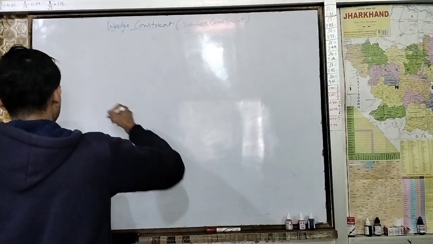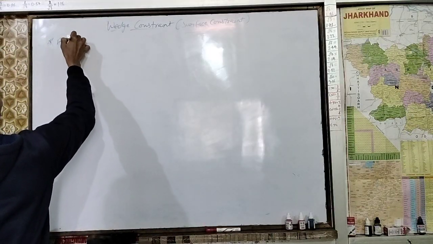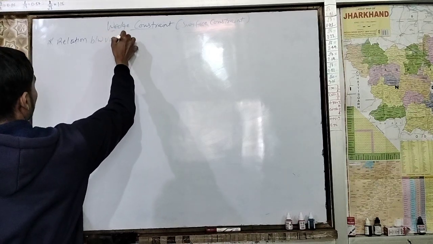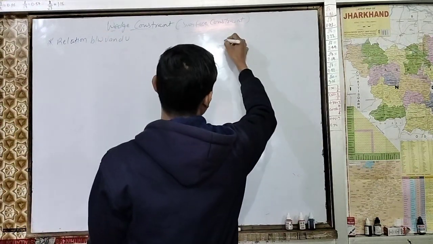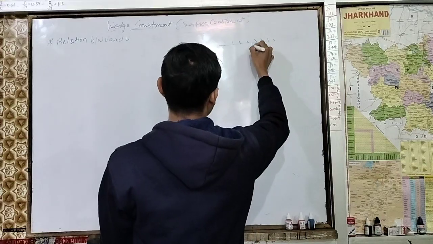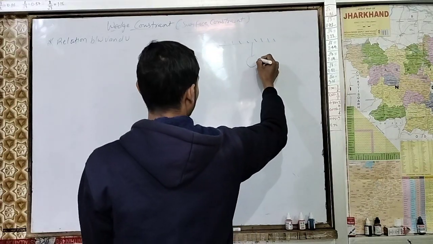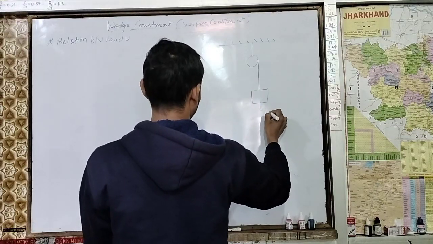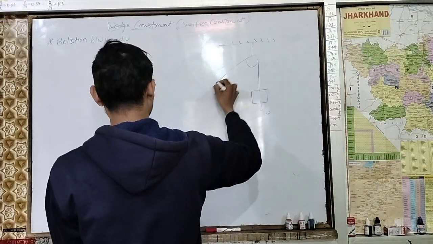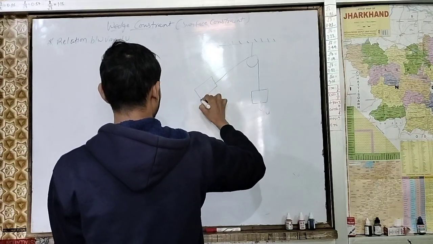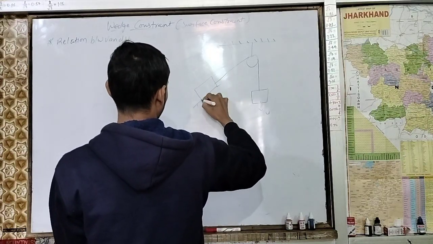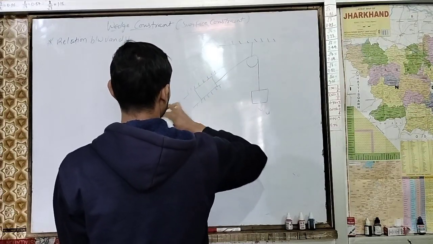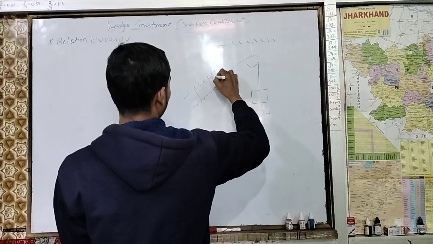Next question is the relation between B and U. This is one fixed pulley, taking one block which is moving with velocity U, and a second block which is attached by two strings, and it will move with velocity B.